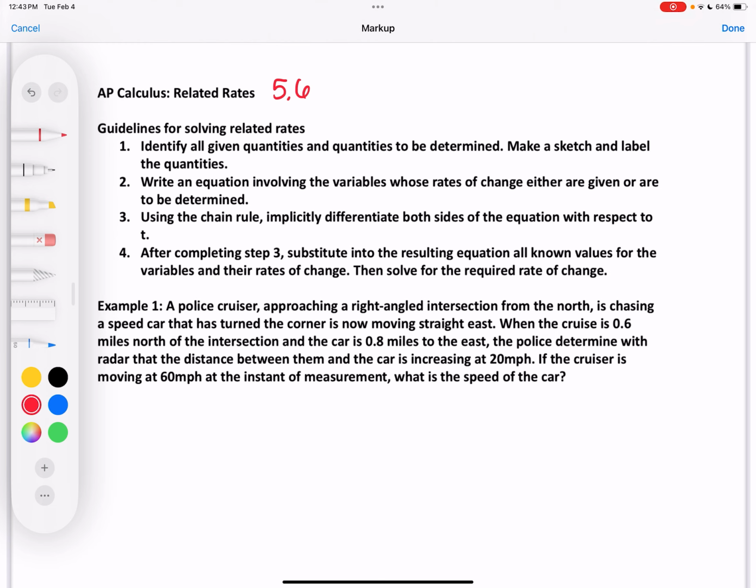in some things especially. And then write an equation involving the variables whose rates of change either are given or are to be determined. Using the chain rule, implicitly differentiate both sides of the equation with respect to t, so everything's with respect to time. And then after completing step 3, substitute in the resulting equation all known values for the variables and their rates of change, and then solve for the required rate of change.